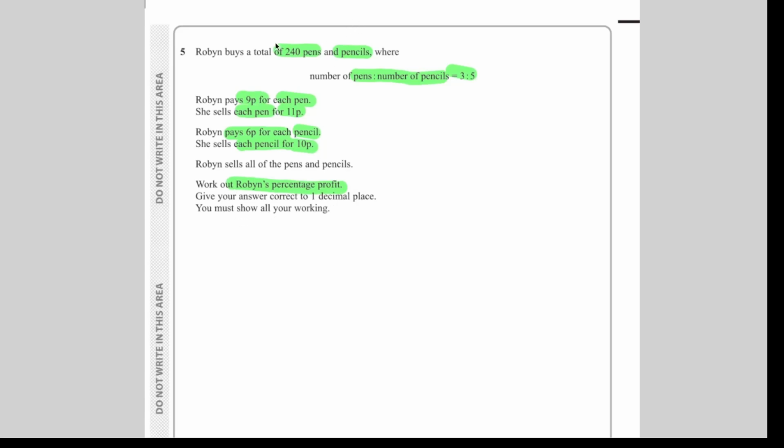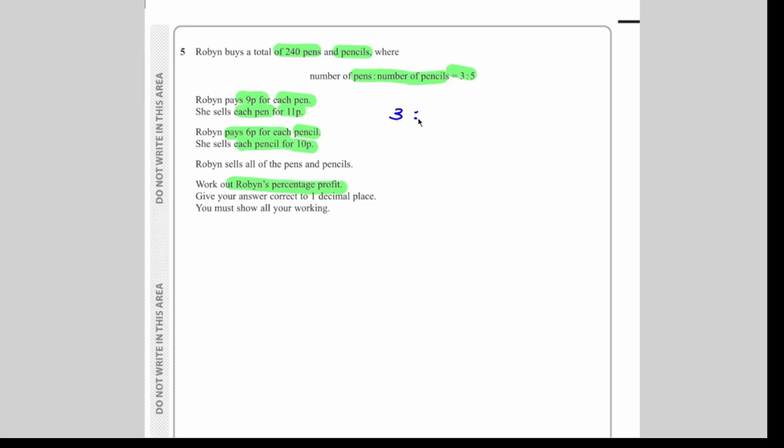So in this case, Robin buys a total of 240 pens and pencils where the number of pens to the number of pencils equals 3:5. So we have been given a ratio. First, we need to figure out the number of pens and the number of pencils when the ratio is given. When a ratio is given, the first thing we need is the total number of pens and pencils, which is given in this case. So let's interpret this ratio first.